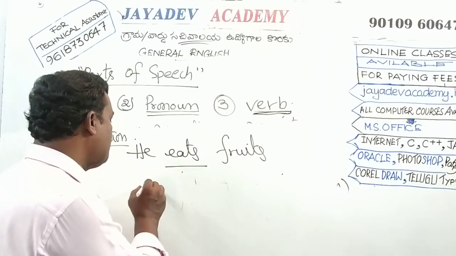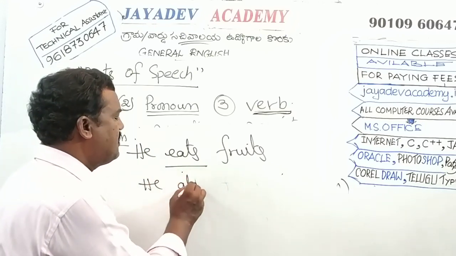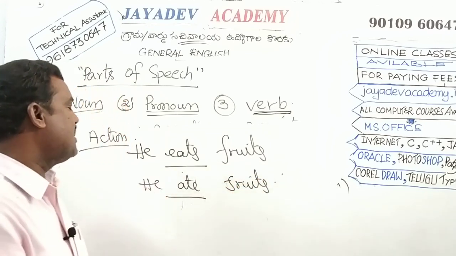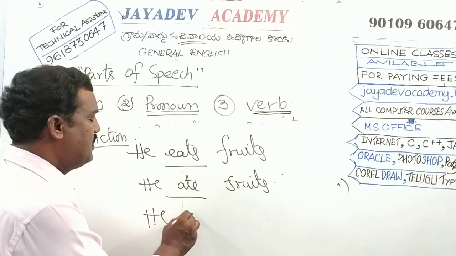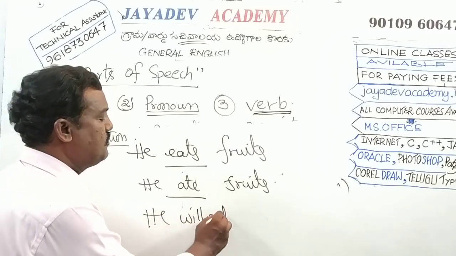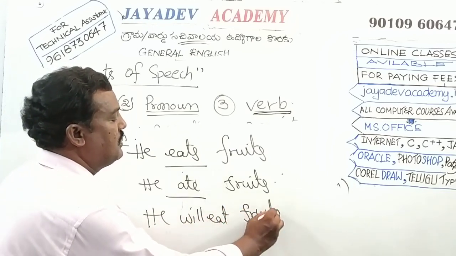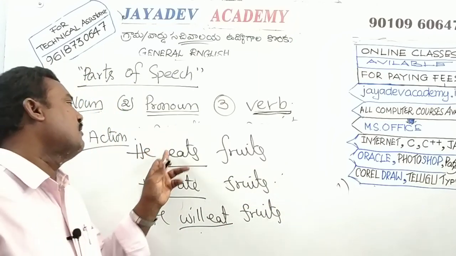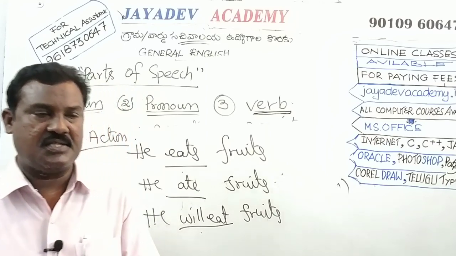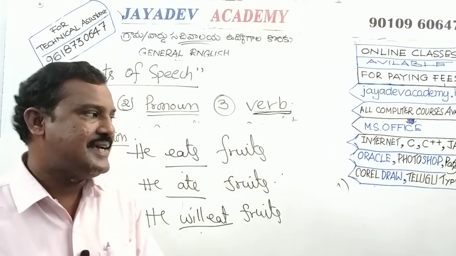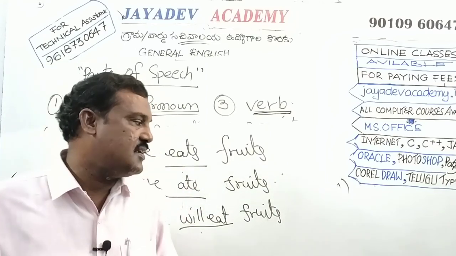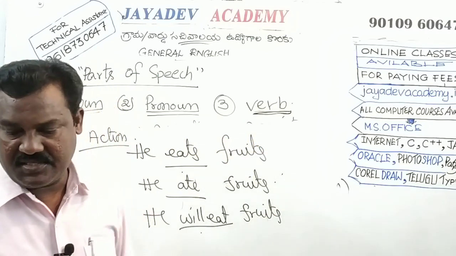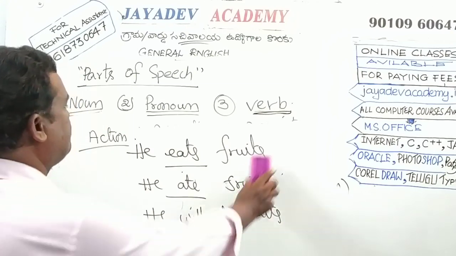Here past tense we already know. He ate fruits. It expresses past tense. He will eat fruits. It expresses future tense. So verb has three functions: one is position, second is possession, third is action. So verb shows three functions. Now come to adverb.